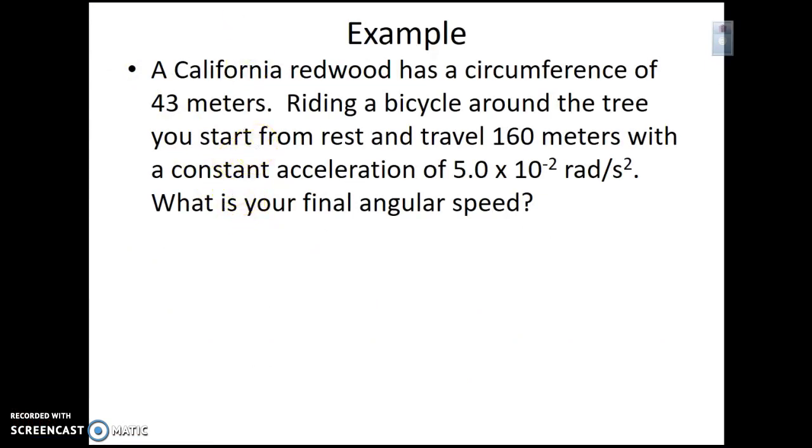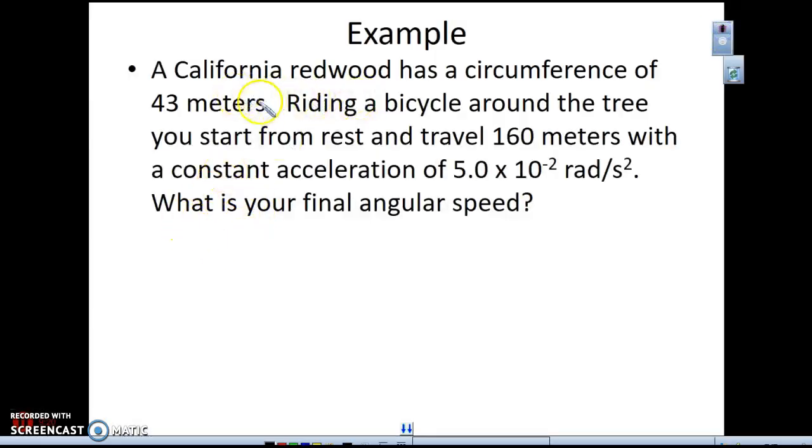Okay. So we'll just do a quick problem here. We have a circumference of 43 meters, and we're going to travel 160 meters around the tree. So the arc length here is 160 meters. I can set the circumference equal to 2 pi r and solve for r, 6.84. I would encourage you to check that out, because if you take 43 divided by 2 pi and you don't put the 2 pi in brackets, it actually does it wrong. It divides by 2 and multiplies by pi or something crazy like that. So just check that out.